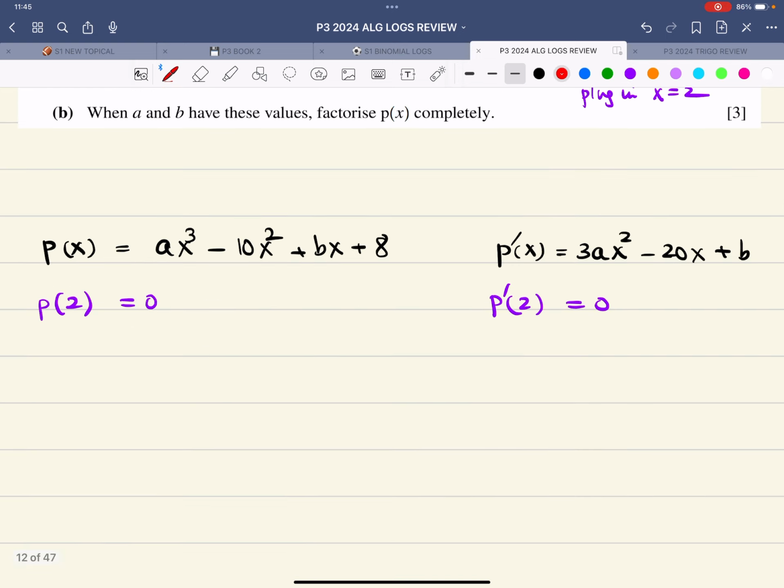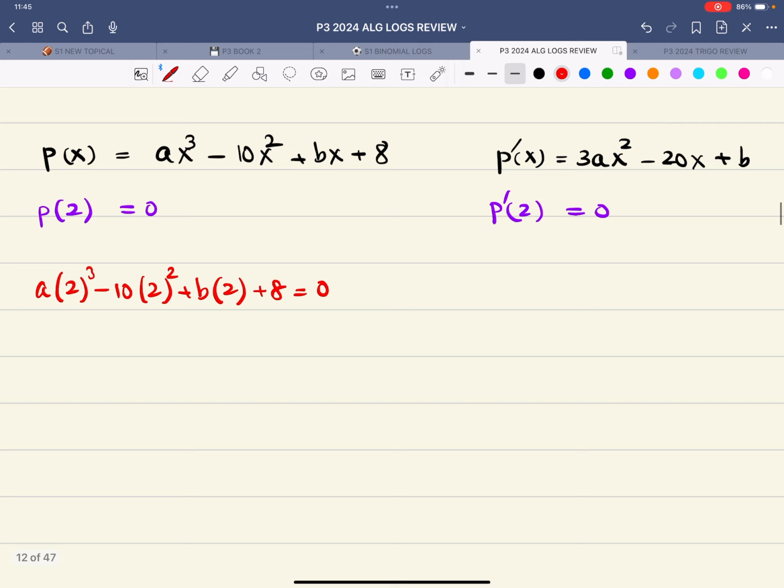Now in the first one, this is a into 2 cube minus 10 into 2 square plus b into 2 plus 8 equals to 0. Is it a plus 8? Yes, it's a plus 8. Over here, 3a into 2 square minus 20 into 2 plus b equals to 0. So I'm forming two different equations side by side.